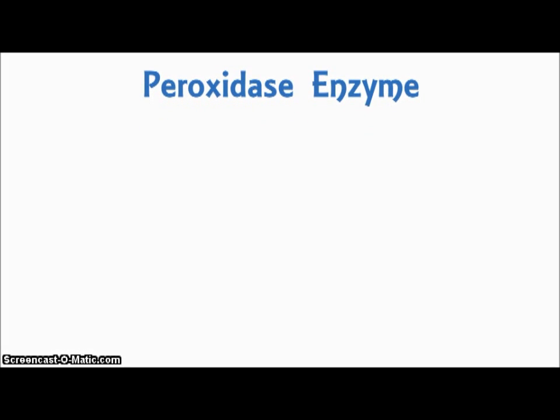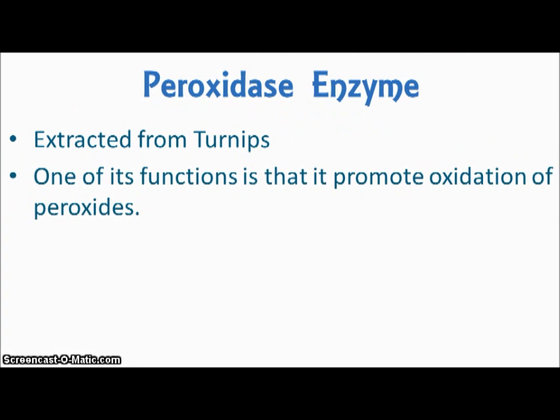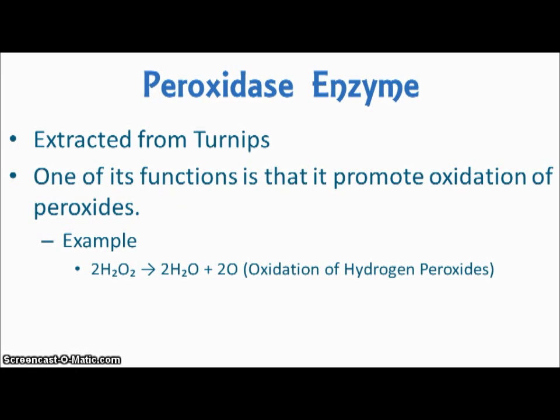In this lab, we use peroxidase enzyme. This enzyme is found in many plants and animals, but what we have used in this lab is extracted from turnips. The function of this enzyme is to oxidize peroxides, specifically hydrogen peroxide. Hydrogen peroxides are formed as a byproduct of many biochemical reactions in living organisms. However, it can cause damage to the cell. Therefore, peroxidase plays an important role in reducing these peroxides to form water.